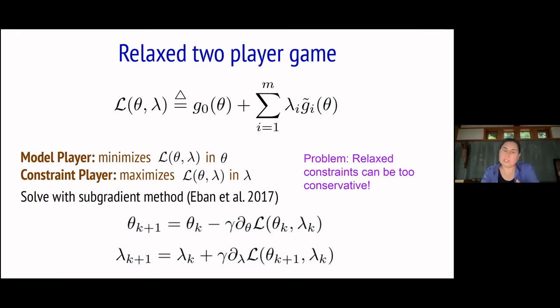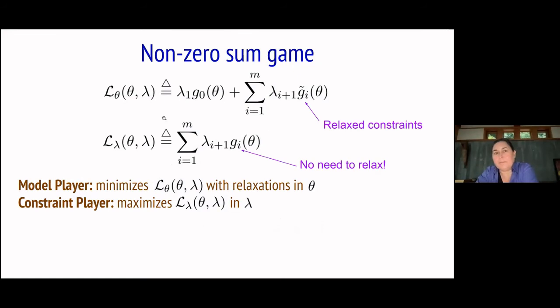And so now if you do the hinge loss, you end up with an even smaller constraint set. And so this turned out to be too conservative. So our solution was to change this into a non-zero sum game. So we'll define two different sort of Lagrangians here, one with respect to the theta parameters and one with respect to the lambda. With respect to the theta parameters, we're going to have to relax the constraints. But with respect to the lambda parameters, we don't actually need to relax the constraints because it doesn't care with respect to lambda. So that lets us have two different sort of players, where one has to minimize with respect to relaxations and the other doesn't need the relaxations.